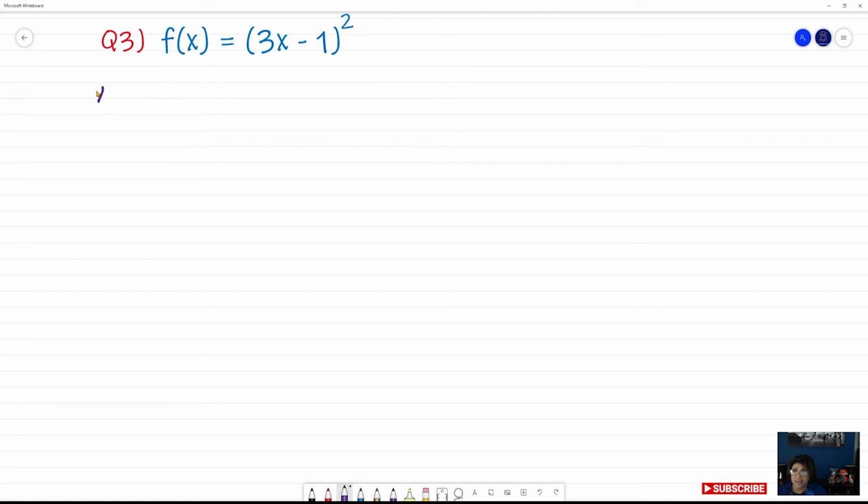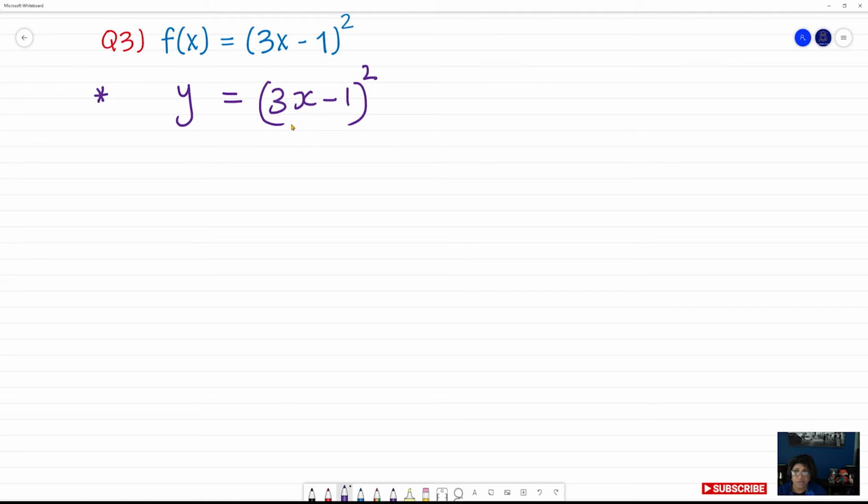So the first step then, we're going to replace the f of x and write this as y for convenience. So we're going to have y equals 3x minus 1 squared. Try to avoid expanding these double brackets because you'll end up with two terms with x, and that is going to complicate your situation because you want to make x the subject.